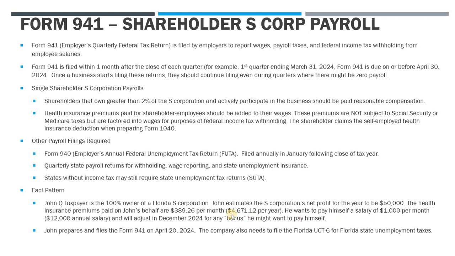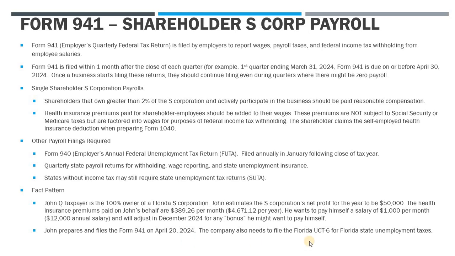So $1,000 a month, and then he's got to add the $389.26 per month for the health insurance premiums. Now, John prepares and files this 941 on April 20th, 2024. That's when he pays the tax as well.